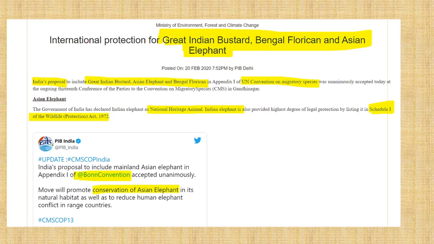For example, see this: these three important species were added to the UN Convention on Migratory Species. This UN Convention, you have to know, the UN Convention on Migratory Species.